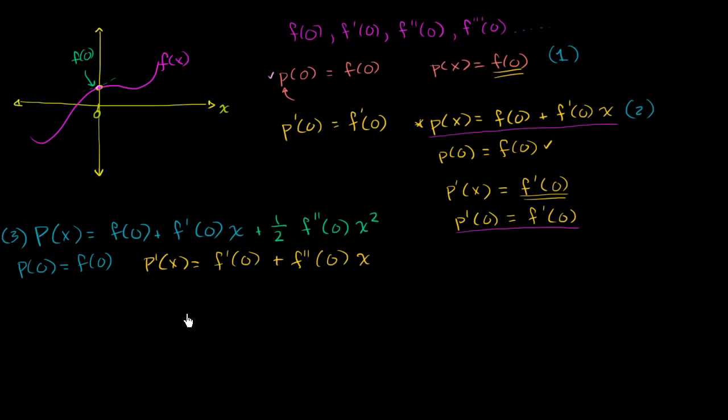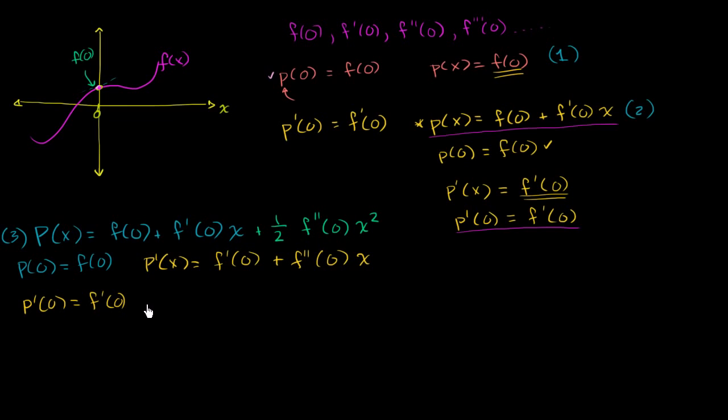Now, what is p prime of 0? So let me write it right here. P prime of 0 is what? Well, this term right here is just going to be 0, so you're left with this constant value right over here. So it's going to be f prime of 0. So far, our third generation polynomial has all the properties of the first two, and let's see how it does on its third derivative.